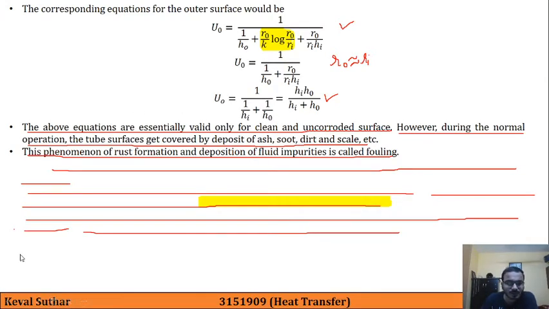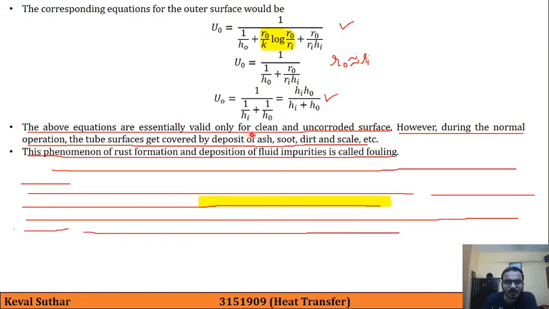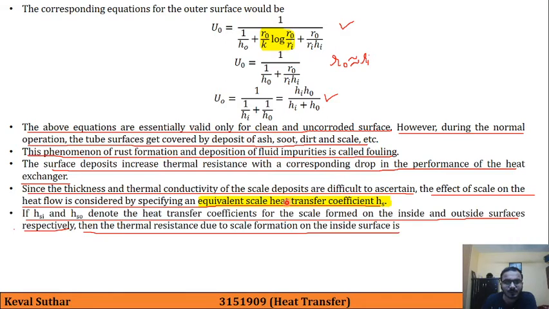And the above equations that are already discussed are essentially valid only for clean and uncorroded surface. However, in real life, the surfaces are getting covered by ash, soot, dirt, and scale, and this phenomena of rust formation and deposition of fluid impurities is called as fouling. And for that purpose, we will define equivalent scale heat transfer coefficient HS.